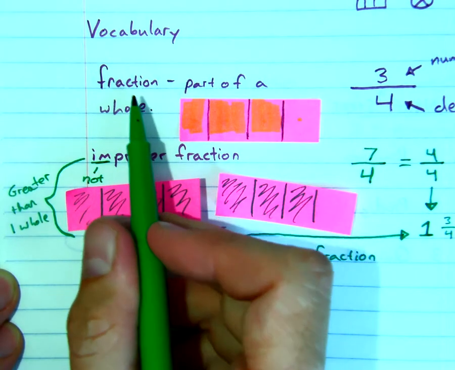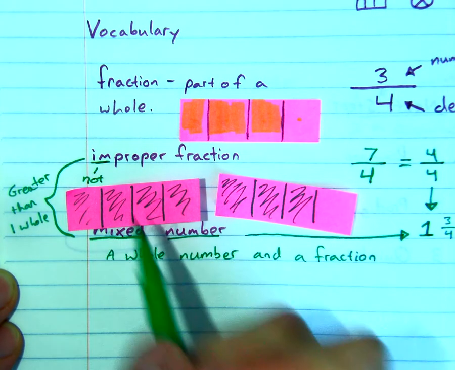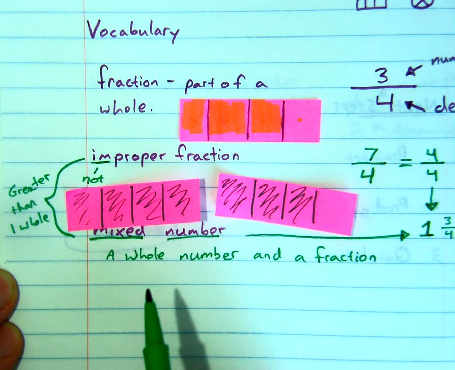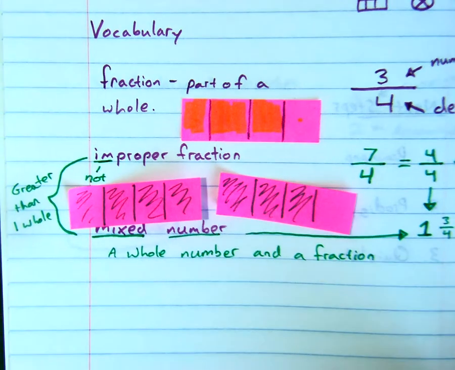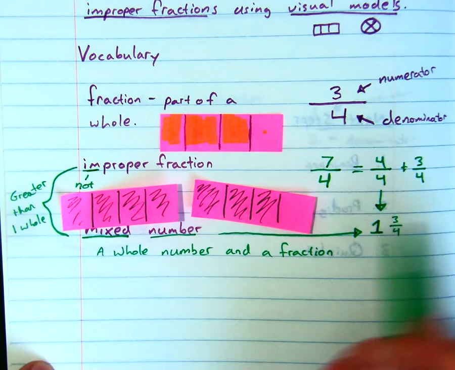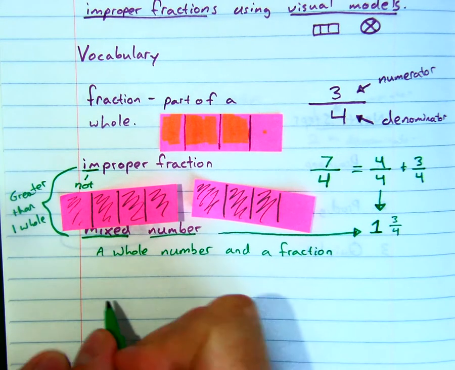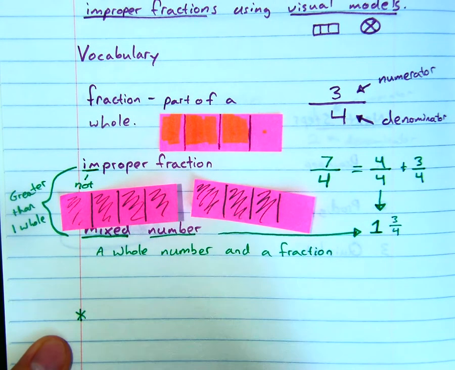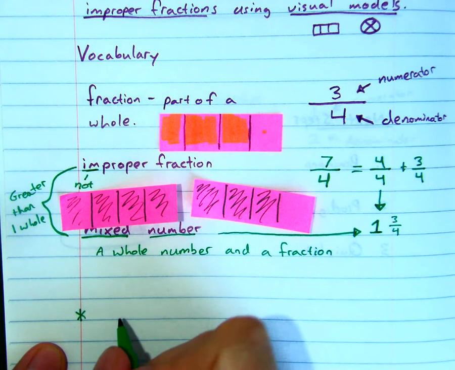Fractions smaller than 1 whole. Improper and mixed number, those are greater than 1. Let's zoom out a moment. And let's undo it. And I'll show you the quick way to change these back and forth.